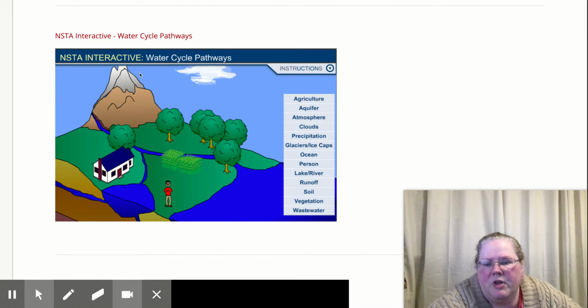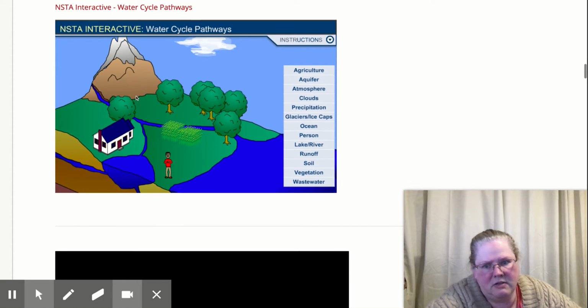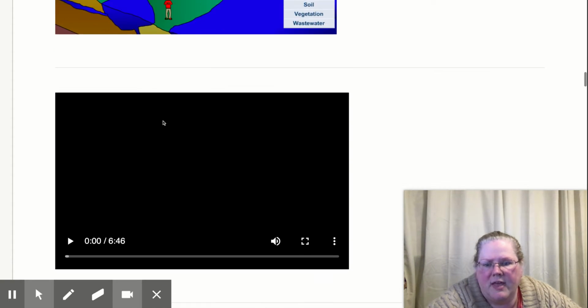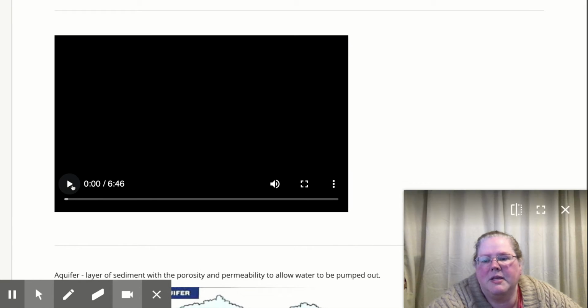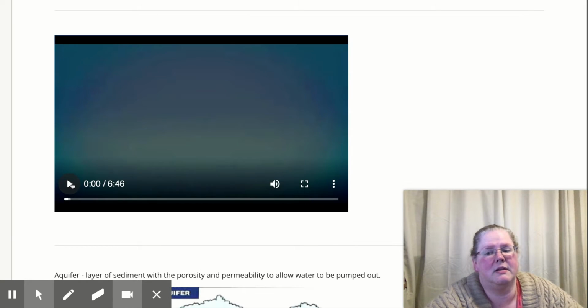If you're really bored, you can go in, and this is an interactive thing on the pathways for the water cycle, and you can plant crops and all of that. Now I'm guessing I'm going to have to turn that volume up again.